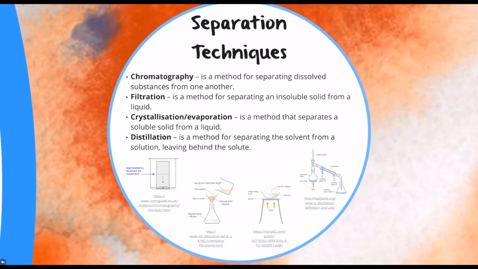Chromatography is a method for separating dissolved substances from one another. It works because some of the coloured substances dissolve in the solvent used better than others, so they travel further up the paper. This technique is often used to separate out inks or food colourings. Filtration is a method for separating an insoluble solid from a liquid. The solid stays on the filter paper, and the liquid passes through to the container below.